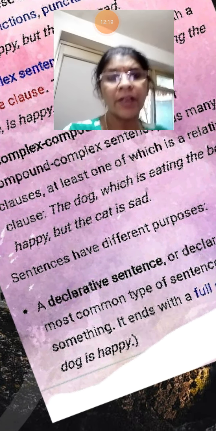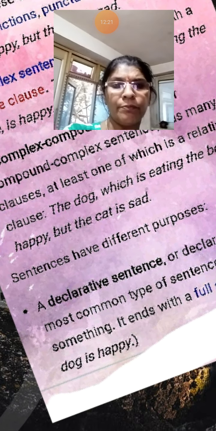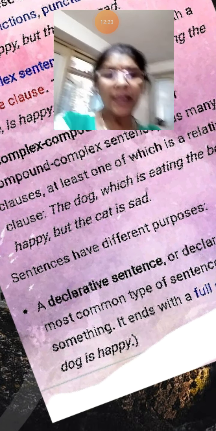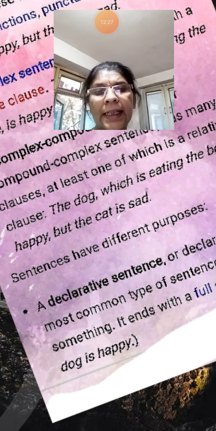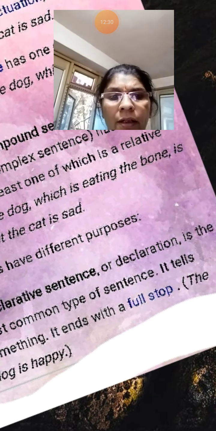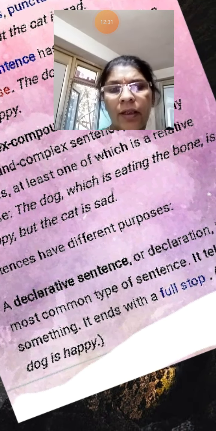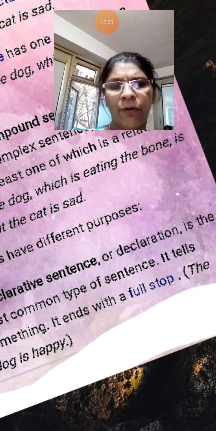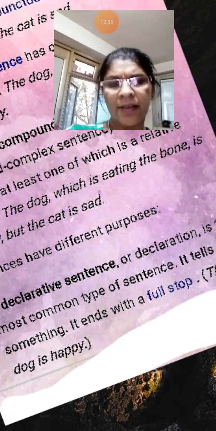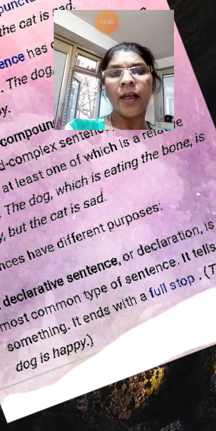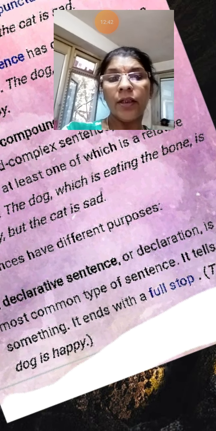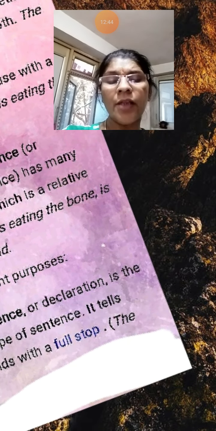Sentences have different purposes. A declarative sentence or declaration is the most common type of sentence. It tells something. It ends with a full stop. The dog is happy.